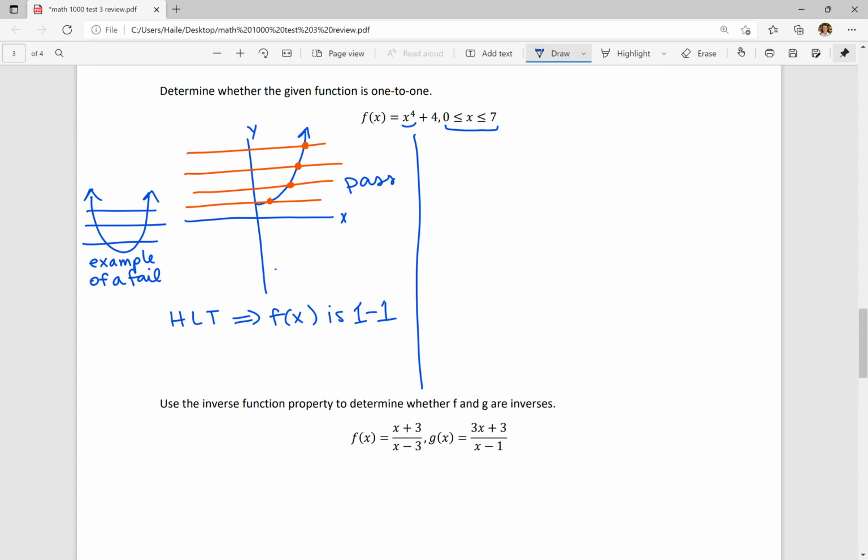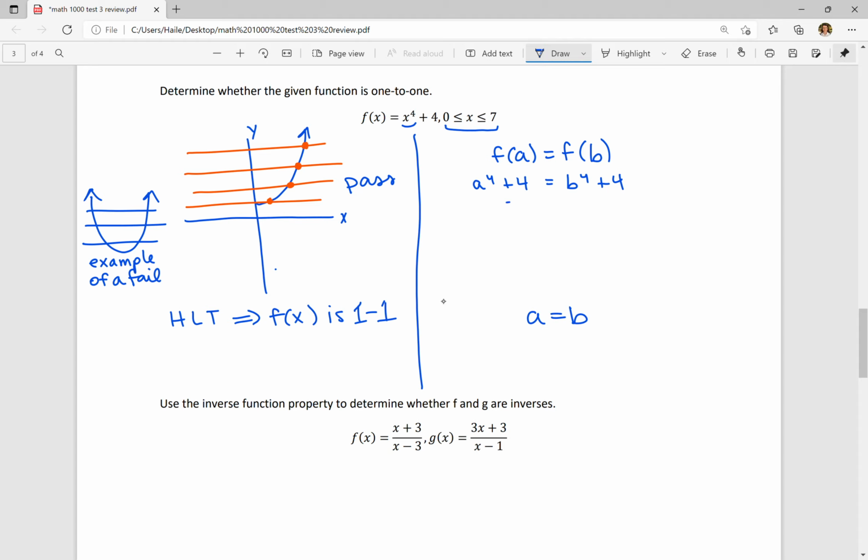Another way you could determine whether it's one-to-one is to use the equation. We can take the equation twice and set them equal to each other. The first time we plug in A, the second time we plug in B. Basically, we assume that f of A is equal to f of B. So we have A to the fourth plus 4 on the left, and B to the fourth plus 4 on the right. Then we want to solve this equation down until we get that A is equal to B.